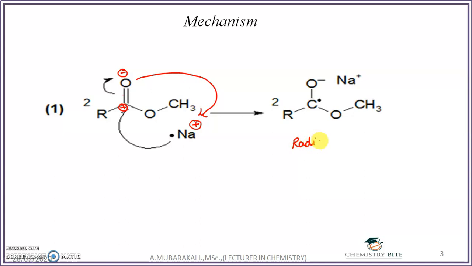Why do we call it the radical ion? The reason is that in this molecule you have the radical on the carbonyl carbon as well as the anion on the oxygen. So now you'll get two molecules of radical ion.